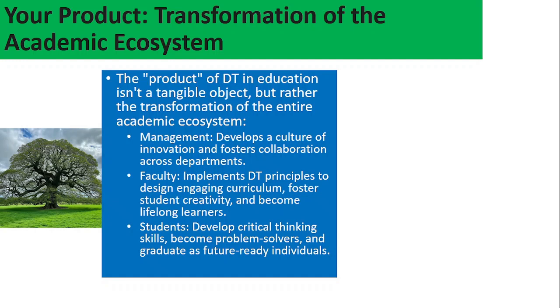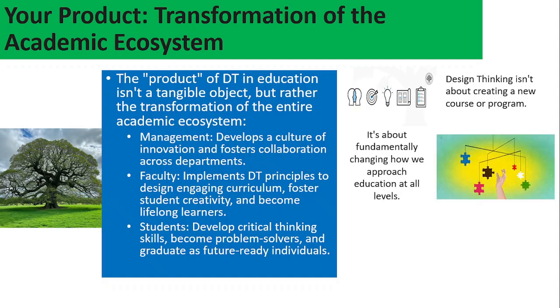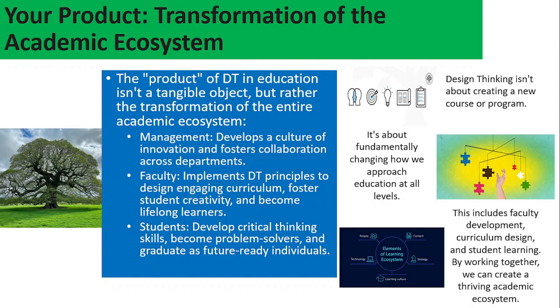So these are all the products available. The transformation is also carried out in between management, faculty, and students. Design thinking isn't about creating a new course or program, but about fundamentally changing how we approach education at all levels. This includes faculty development, curriculum design, and student learning, by working together. From that, we can create a thriving academic ecosystem. This happens only due to the transformation between management, faculty, and students.